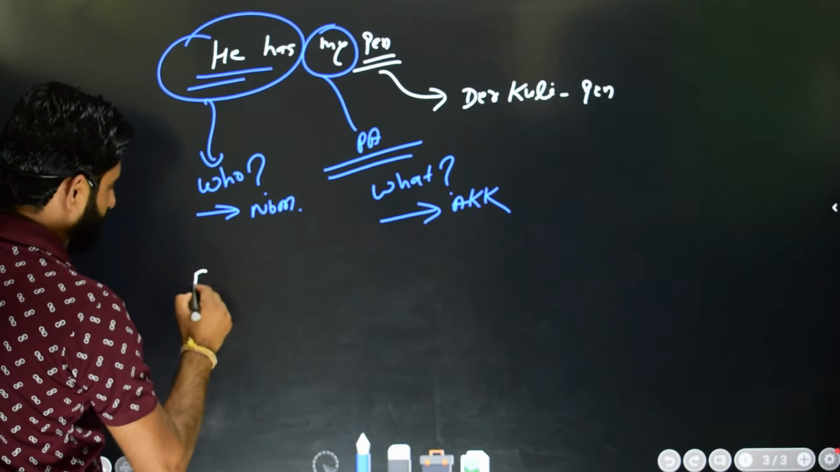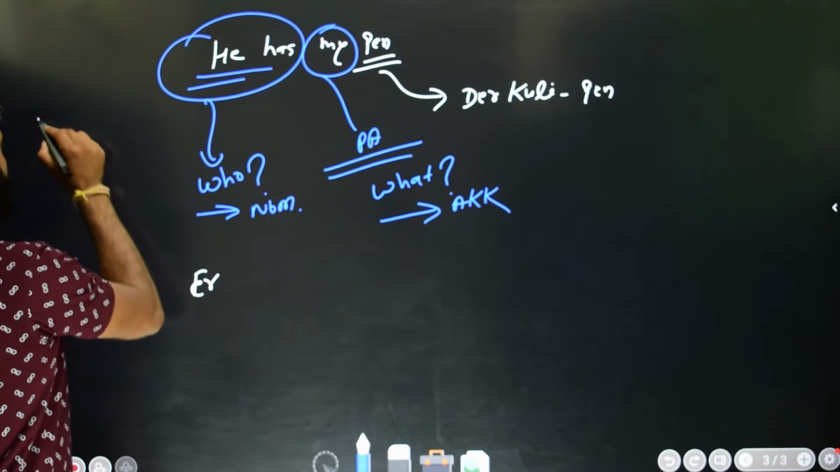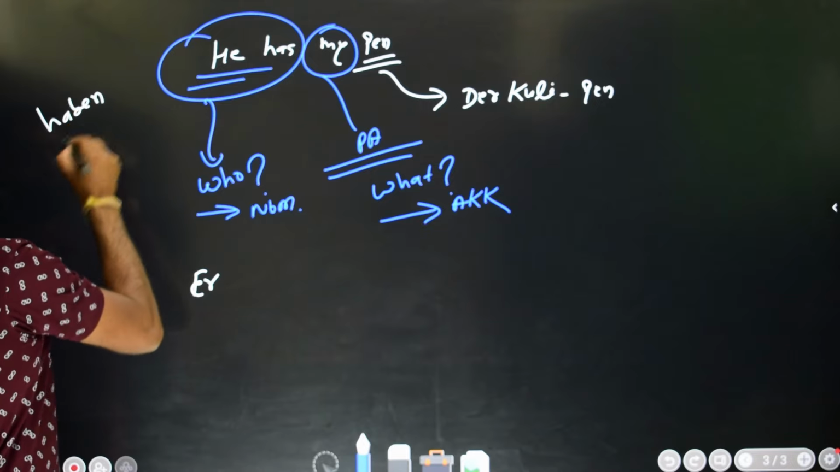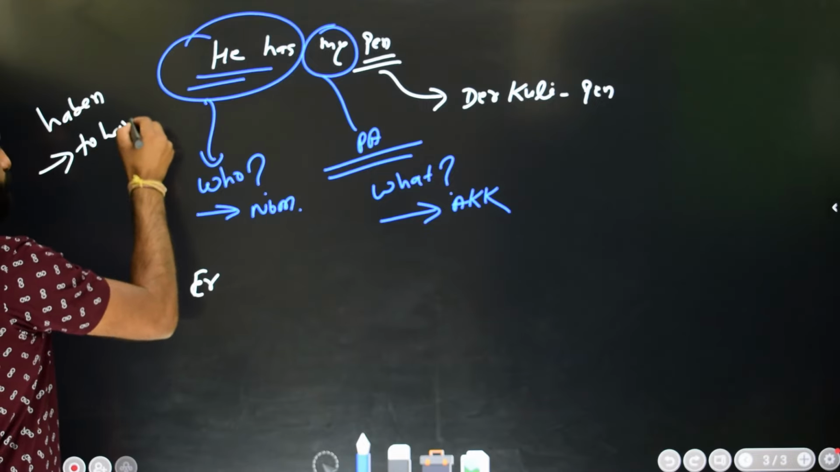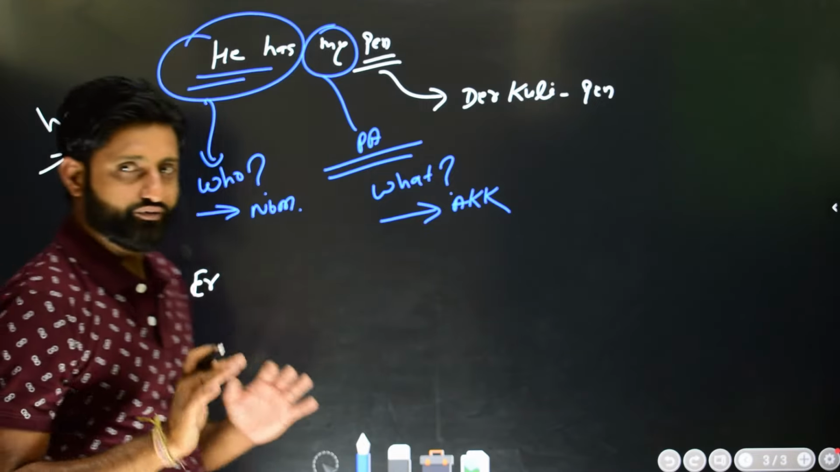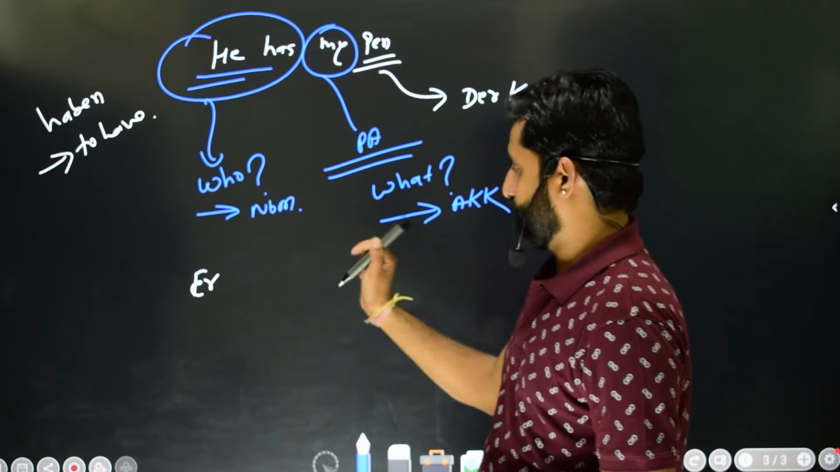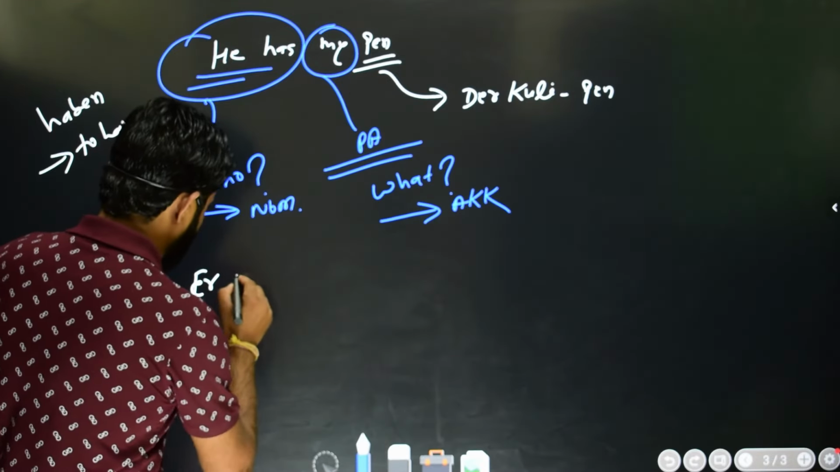He will be er. The main verb is haben. Haben means to have. The conjugated form of haben with er is hat. So hat.